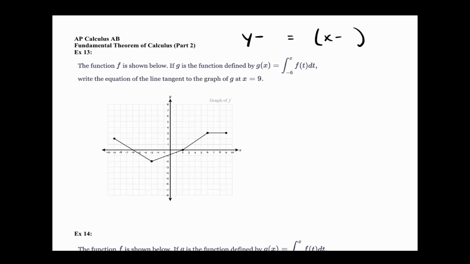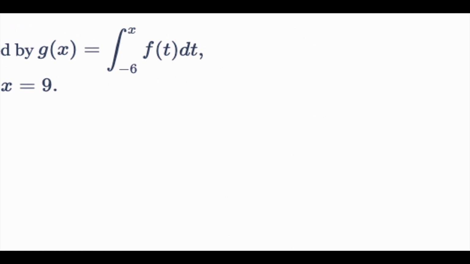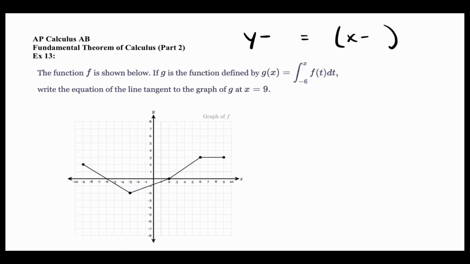So 13. The graph is of f. g is a function represented by the integral. So g is the integral of f from -6 to x. Write the equation of the tangent line. All right, so that's what they're asking. The equation of the tangent line to the graph of g at x equals 9. Okay, so they're looking for an equation.